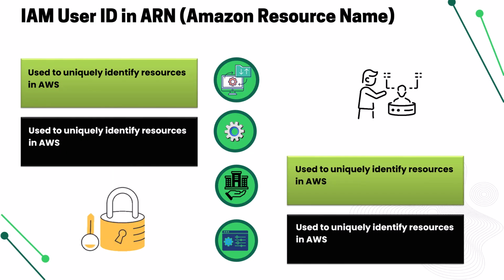Now let's talk about ARNs, Amazon Resource Names. Think of them as AWS's version of mailing addresses, and IAM User IDs are part of that address. This ensures that every action is linked to the right person. Without ARNs, AWS would be like a huge post office with no labels, chaos.